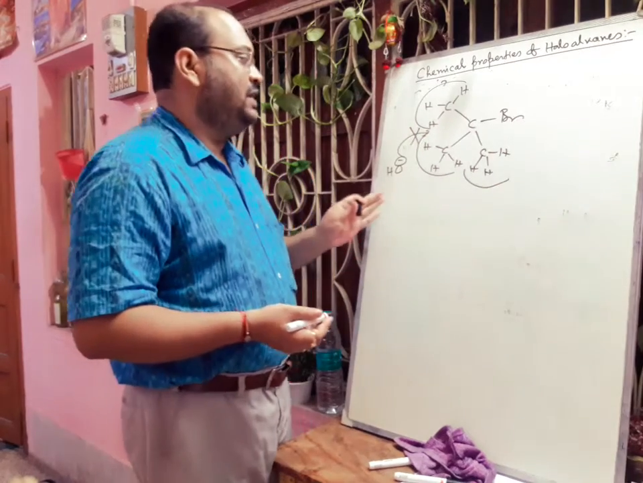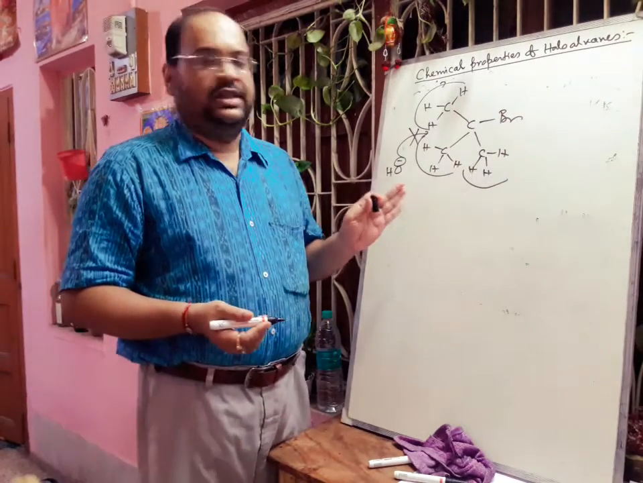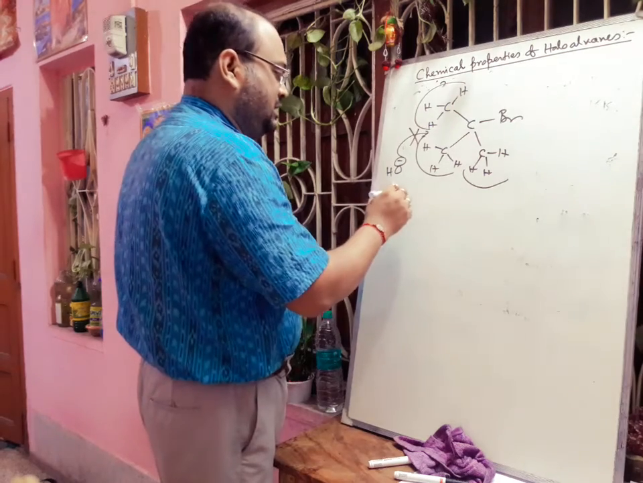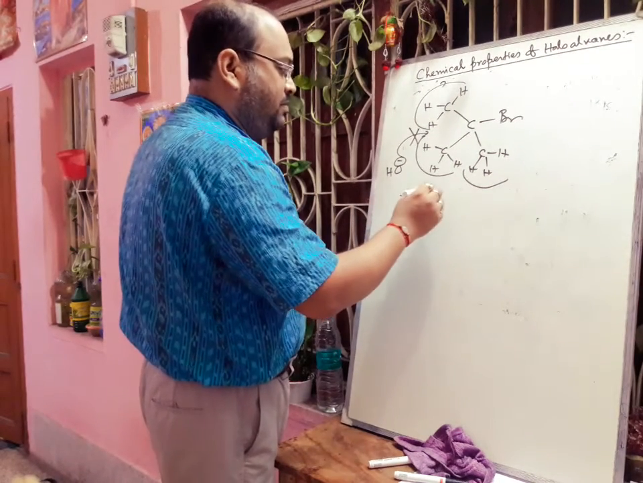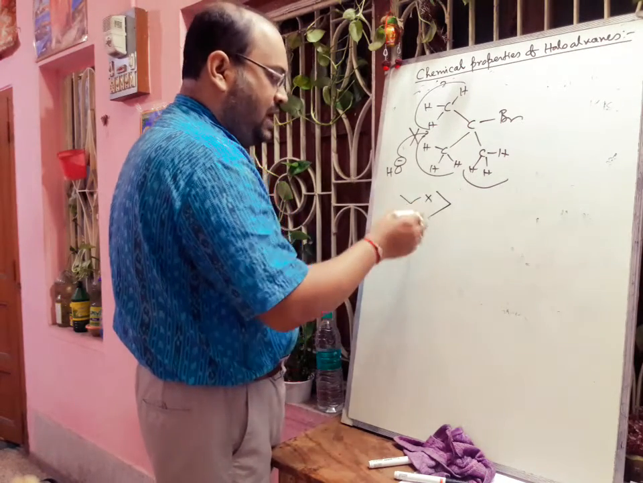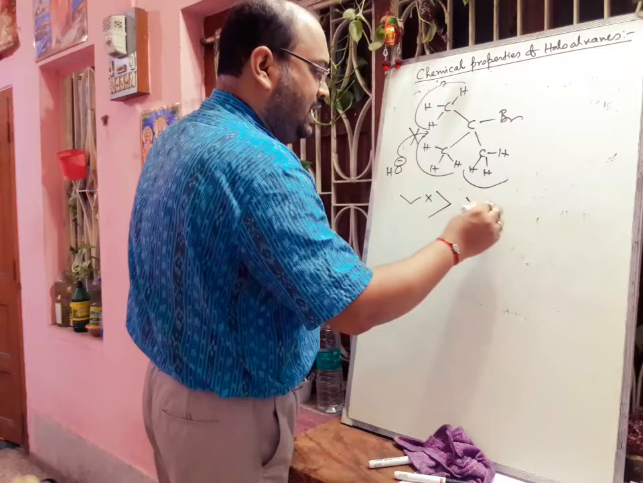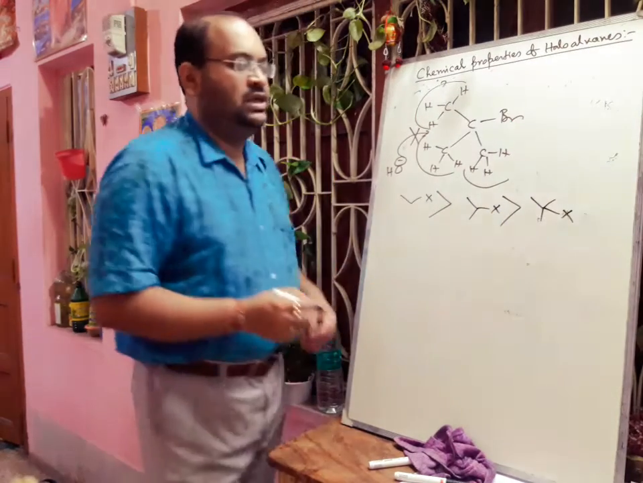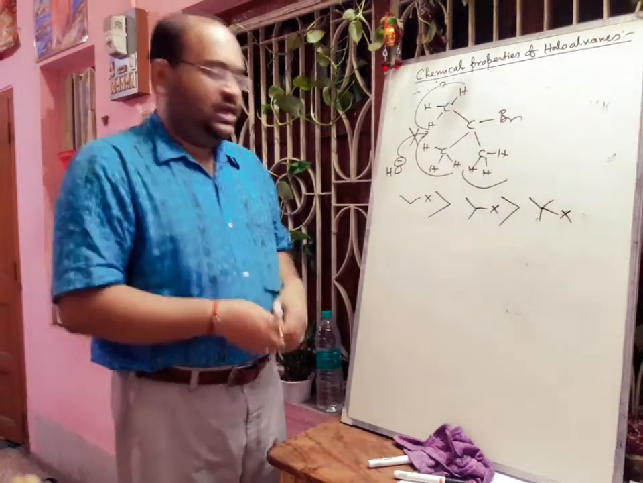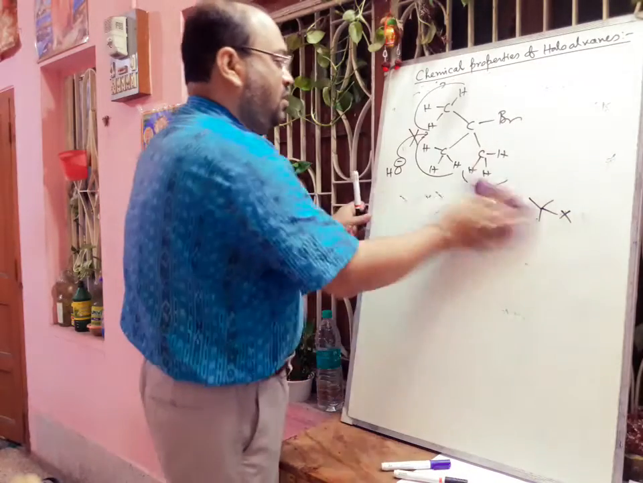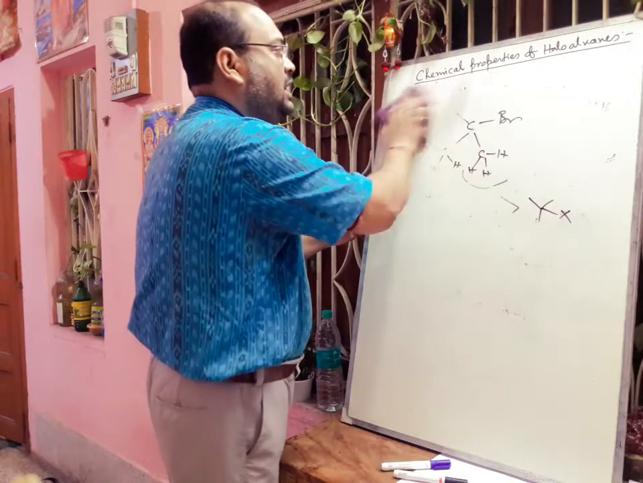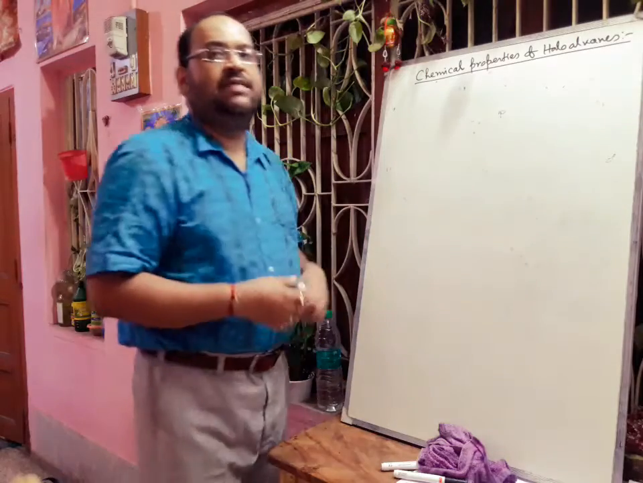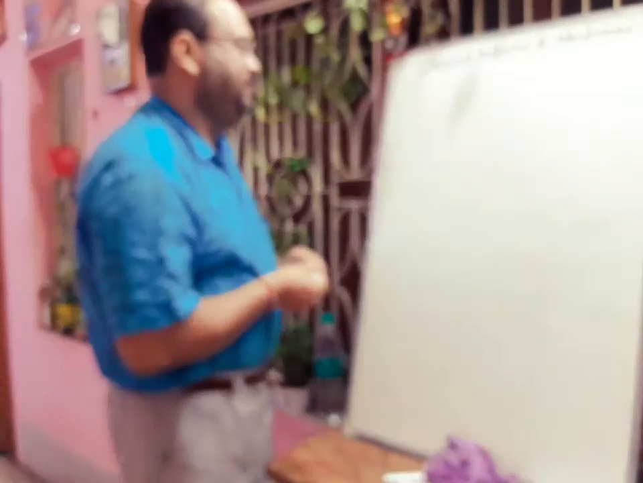So in case of SN2, the reactivity order will be: primary halide, reactivity will be high, then secondary halide, and tertiary halide, reactivity is very low. So in this way all of you can understand the substitution reaction. Now I will give you some examples of substitution reactions.